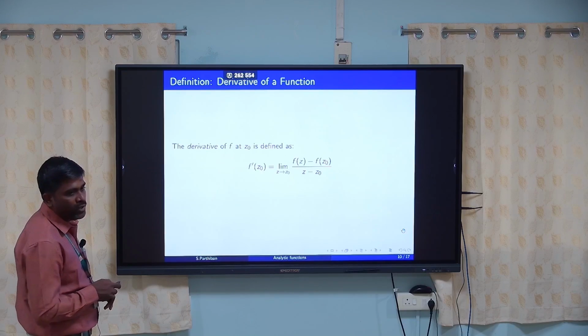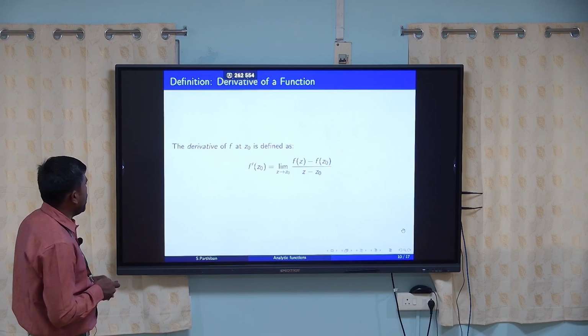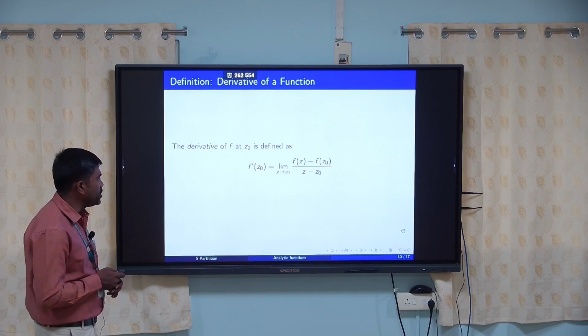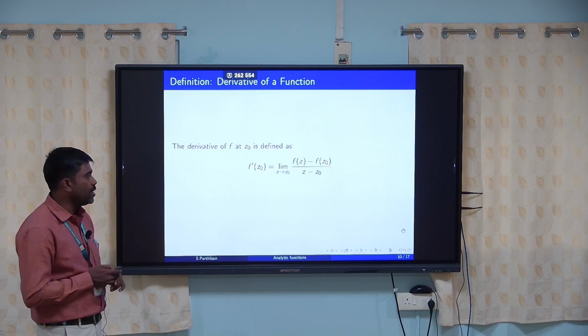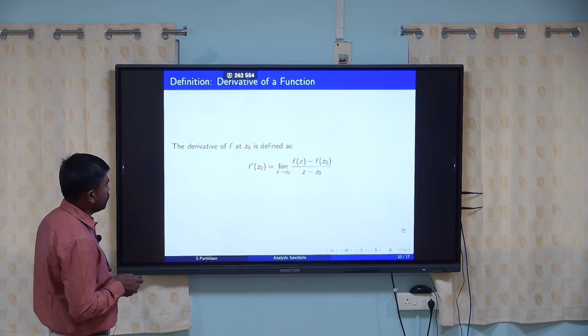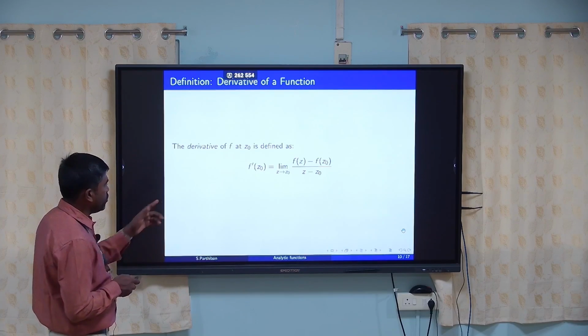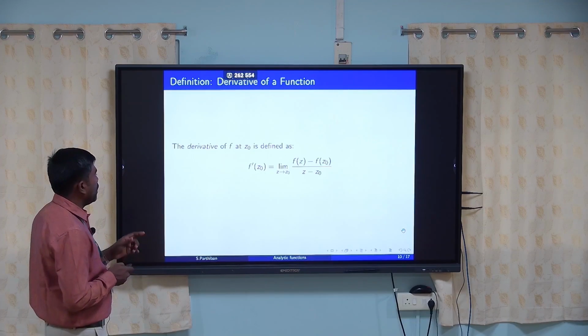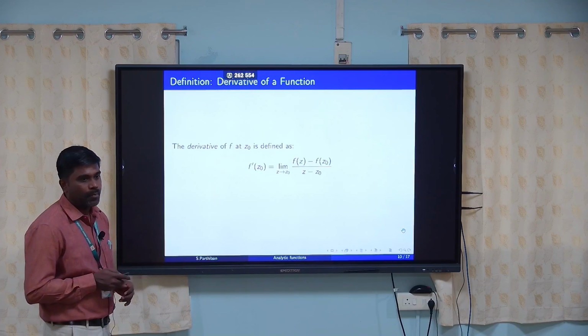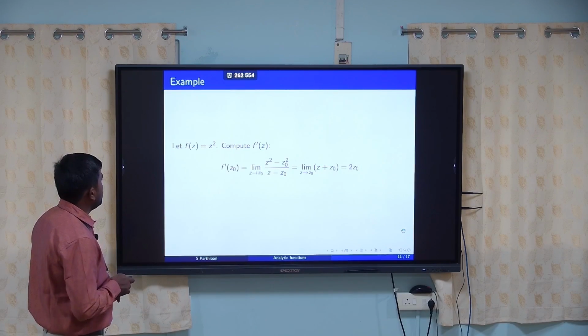Let us see the definition of derivative of a function. The derivative of f at z naught is defined as f dash of z naught is equal to limit z tends to z naught, f of z minus f of z naught by z minus z naught. The limit value exists and it should be finite, and it is called the derivative of a function at the point z naught.